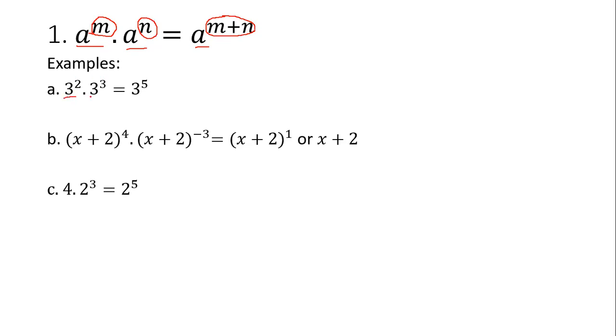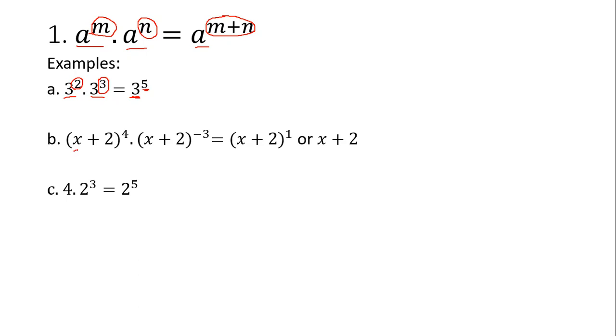So we have 3 squared and 3 cubed. Ano pong ginawa? We copied the base. So the base is 3. And the exponents are 2 and 3. So if you're going to add 2 and 3, you will have 5. Okay po, ganun lang po kasimple.